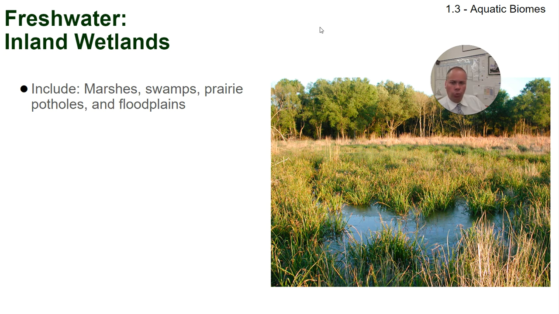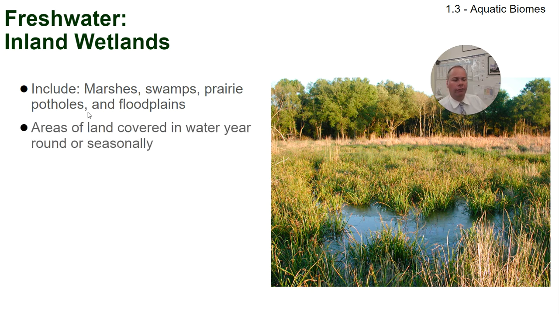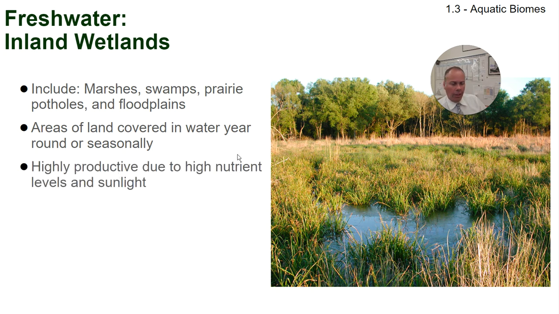We also have marshes, swamps, and floodplains along rivers. These are really important ecosystems. They're typically covered in water year-round or seasonally, where there's some submergence of the roots of plants. These are extremely productive ecosystems because water from nearby rivers, streams, and lakes brings in nutrients as they flood and fill these marshes with water. There's also typically a lot of sunlight available because there's not a big canopy shading these ecosystems.